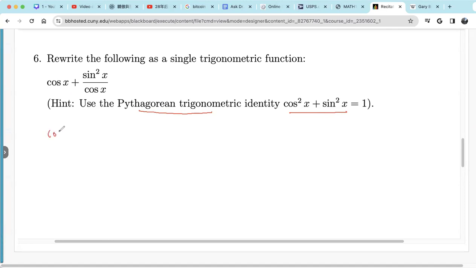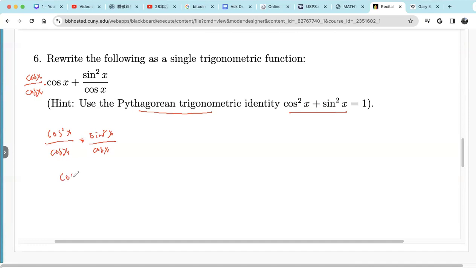So cosine square x over cosine, right? Basically we need a common denominator to combine those 2 terms. So we multiply by 1, and this 1 is cosine x over cosine x. Then cosine x times cosine x is cosine square x. Now plus sine square x over cosine. So we have a common denominator of cosine.